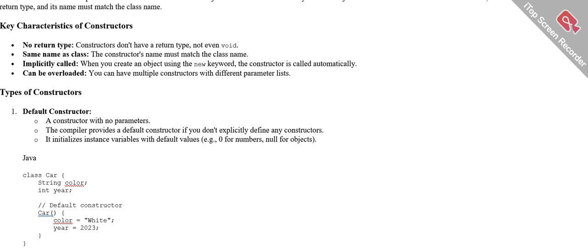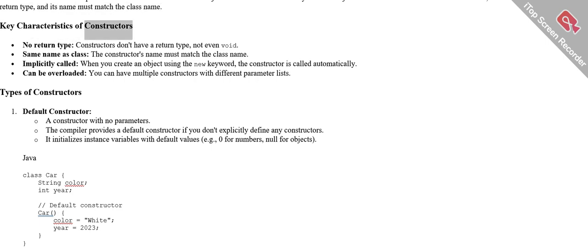Java constructors, initializing objects. A constructor in Java is a special method that is used to initialize objects. It is called automatically when an object of a class is created. Unlike other methods, a constructor doesn't have a return type, and its name must match the class name.